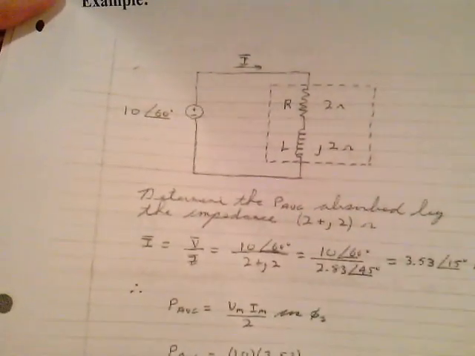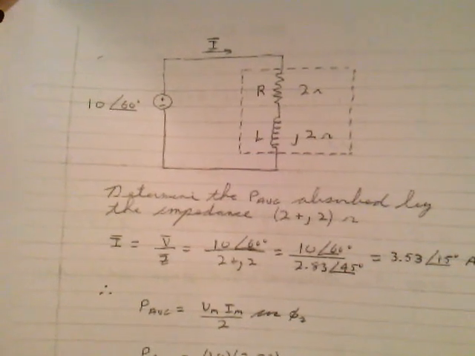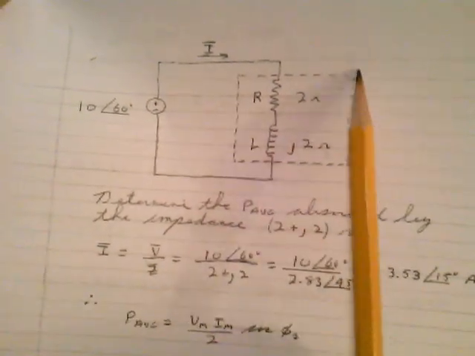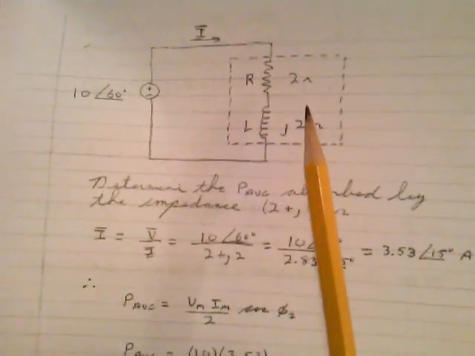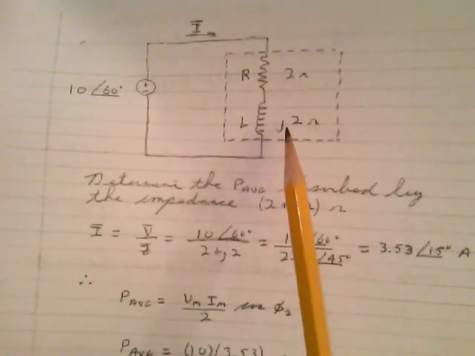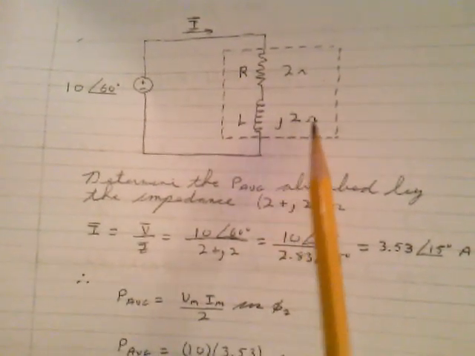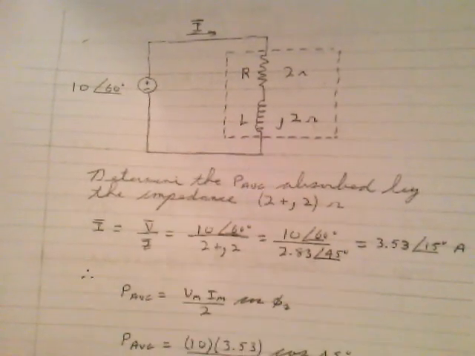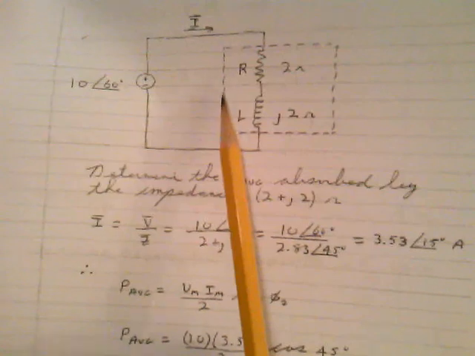I'll give you a little circuit, nothing complex, okay? And I want you to determine the average power, or the true power, absorbed by this device here. And this device is comprised of a 2 ohm resistor and a j2 ohm inductive reactance. Well, that could be a motor.